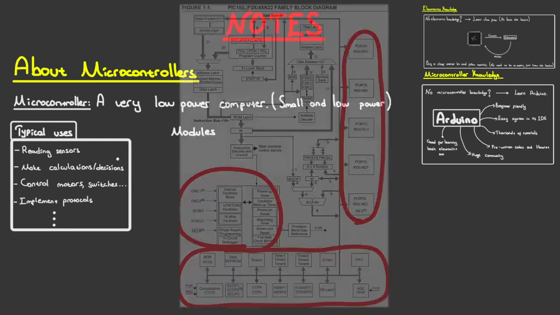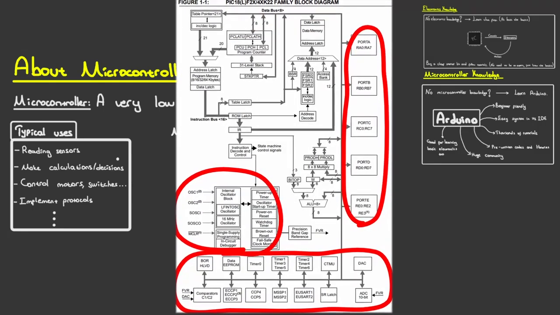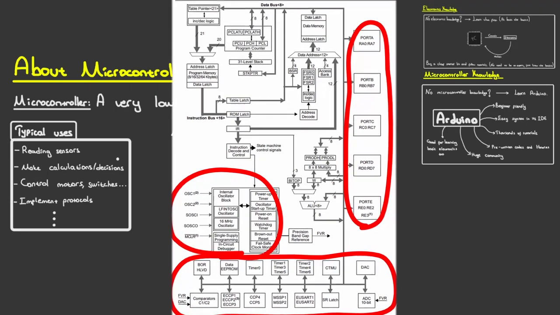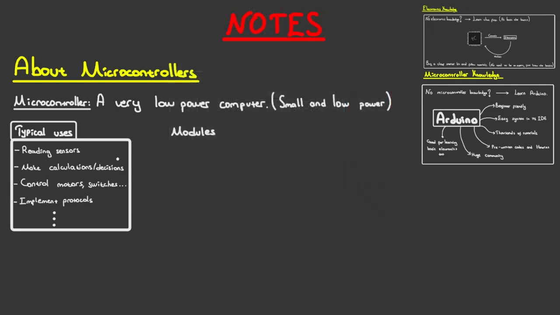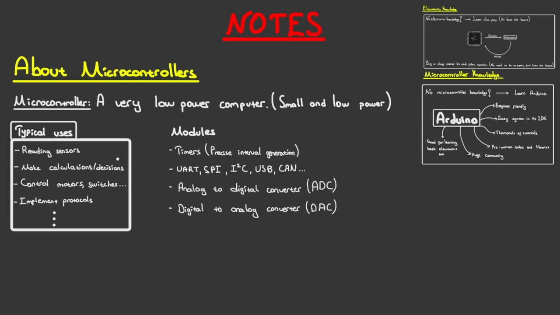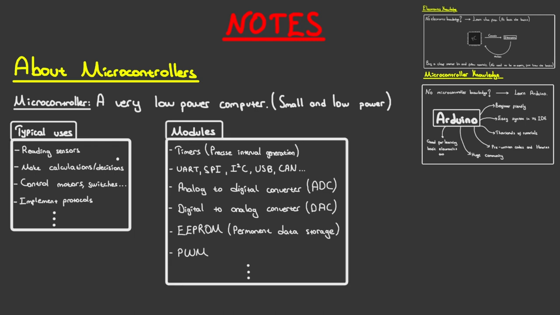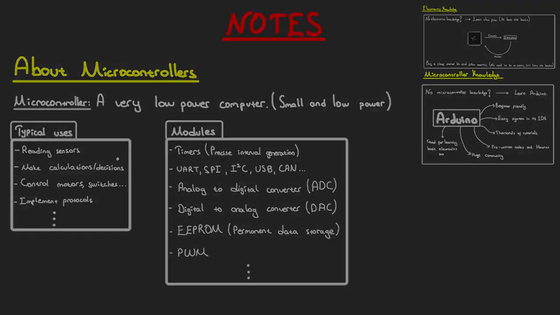Microcontrollers typically have sets of modules inside of them for these tasks, aside from the CPU or memory, directly embedded in their silicon, which also sets them apart from the typical computer, such as timers for precise interval generation, common protocols like UART, SPI, I2C, USB, or CAN, analog to digital converters, or even digital to analog converters, EEPROM for permanent data storage, or PWM modules for power manipulation, and many more. These peripherals further support the microcontroller's main purpose, which is to make decisions and calculations, and manipulate circuitry.